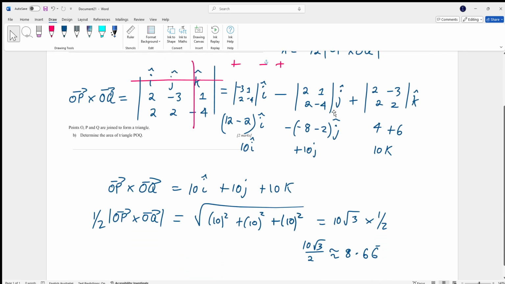Okay. Which method's better? First one's better. Second one goes in a bit more depth as well. And if you need the area of a parallelogram, it can help that as well.